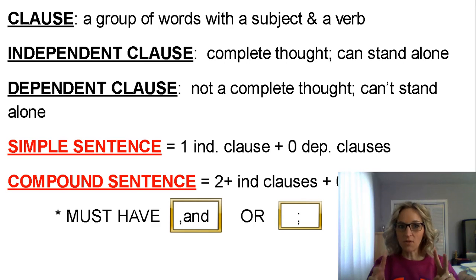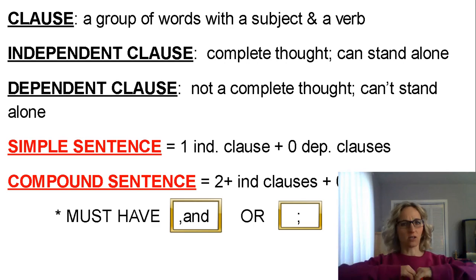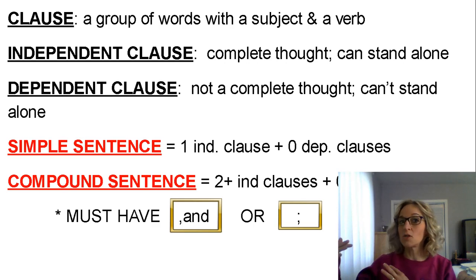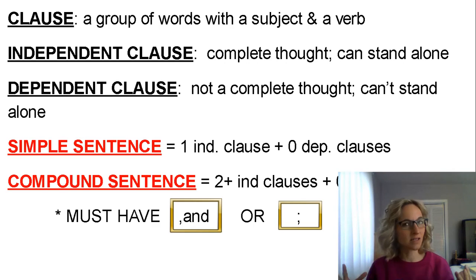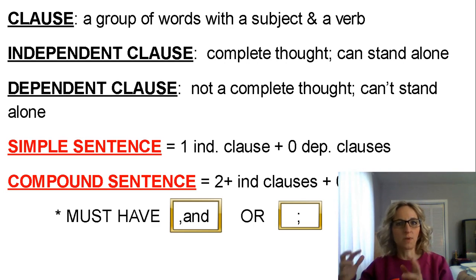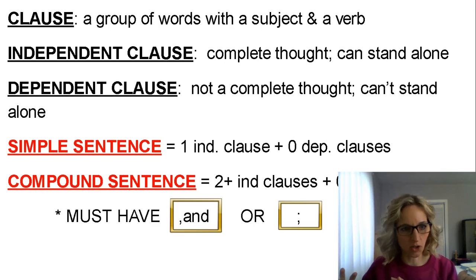Remember, we have two types of clauses. We have an independent clause, which is just like it sounds. It's independent. It can stand on its own. It has a complete thought all by itself. And then we have dependent clauses. Remember, those ones are not a complete thought. They can't stand by themselves. Those are our noun clauses, adjective clauses, adverb clauses. They need those introductory words, right? We have to keep all that stuff in mind in order to be able to understand sentence structure, okay?